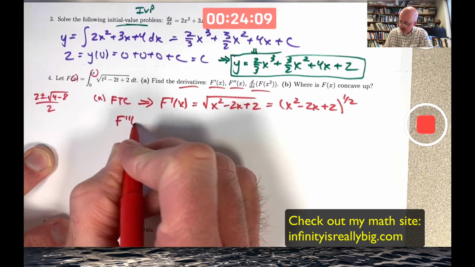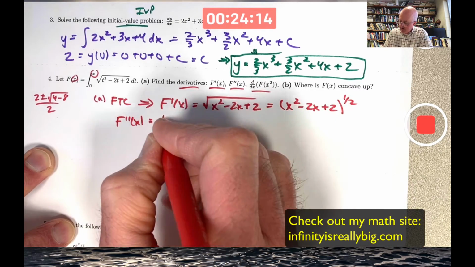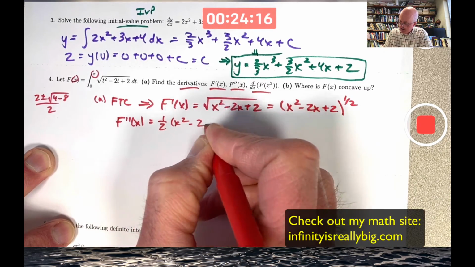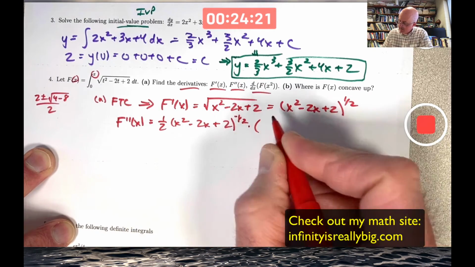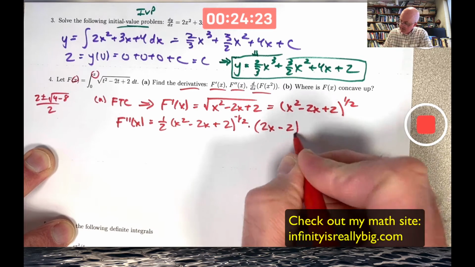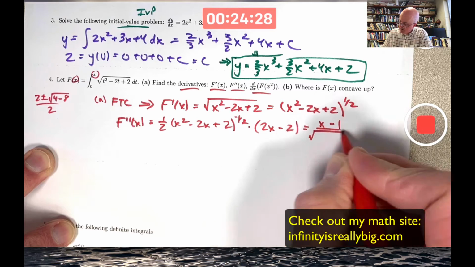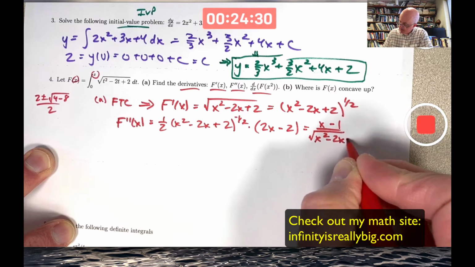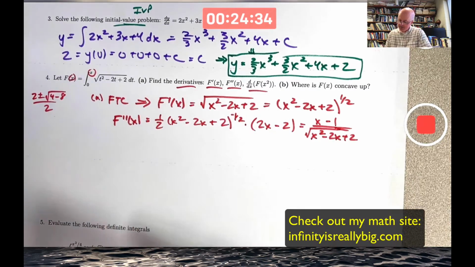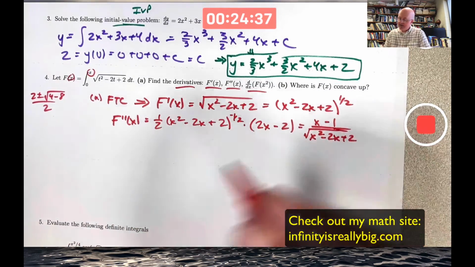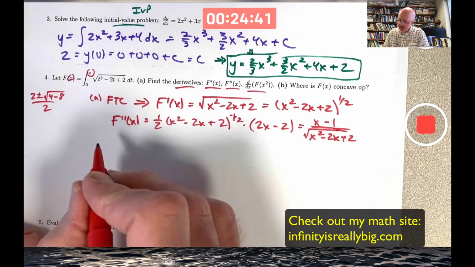So now we just use ordinary calculus rules, in this case the chain rule. Bring down the 1/2. We get x squared minus 2x plus 2 to the negative 1/2, and then multiply times the derivative of the inside function, which will be 2x minus 2. And we can simplify this a little bit to x minus 1 over the square root of x squared minus 2x plus 2. Okay? That's how it simplifies, and that'll be handy for part B because we want to figure out where F is concave up. Where is this thing positive? We'll come back to that.